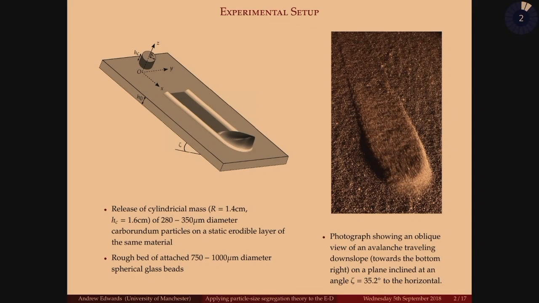Our experimental setup is an inclined plane, which is made rough by attaching a layer of glass beads. Before the experiments, we prepare an erodible layer by letting a flow of carborundum grains, which we're using for these experiments, flow out and leave a uniform static layer. Then we place a cylinder of the same grains on top of that layer and release it. And this will form avalanches as it propagates downslope. The behavior of that avalanche will depend on the thickness of the erodible layer and the slope angle.